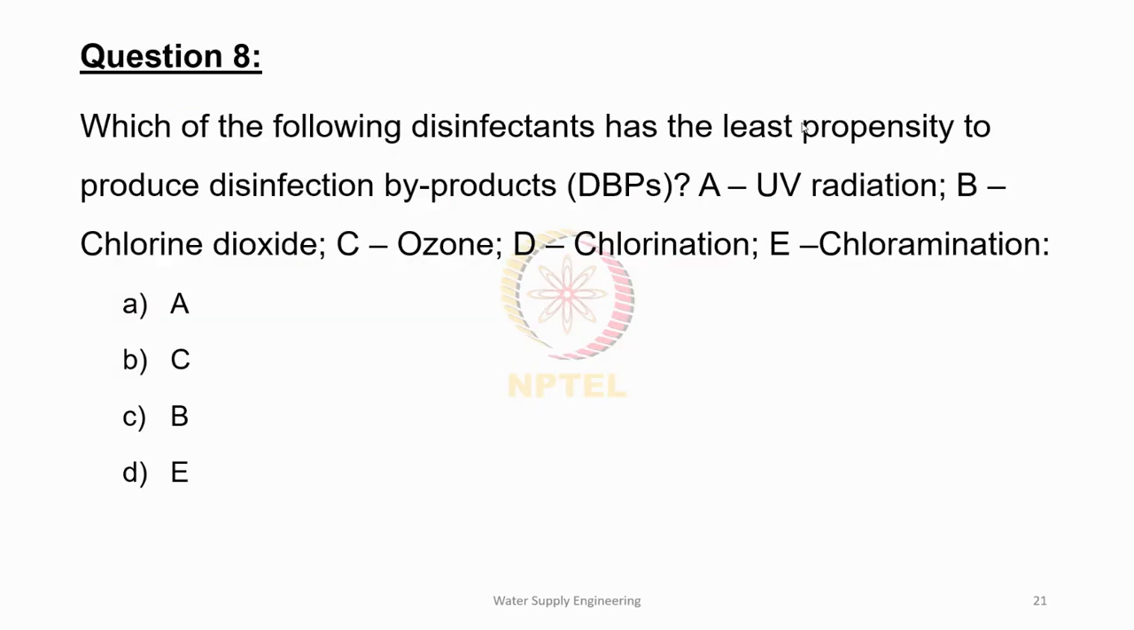Next question, question number 8. Which of the following disinfectants has the least propensity to produce disinfection byproducts? A. UV radiation, B. Chlorine dioxide, C. Ozone, D. Chlorination, E. Chloramination. Which of the following disinfectants has the least propensity to produce disinfection byproducts?